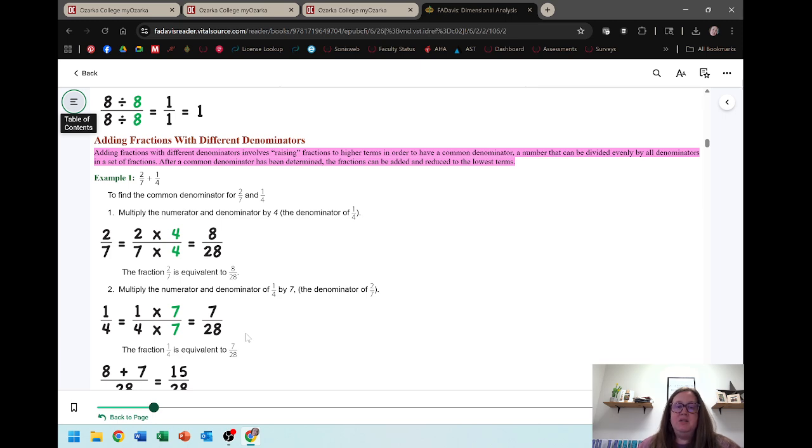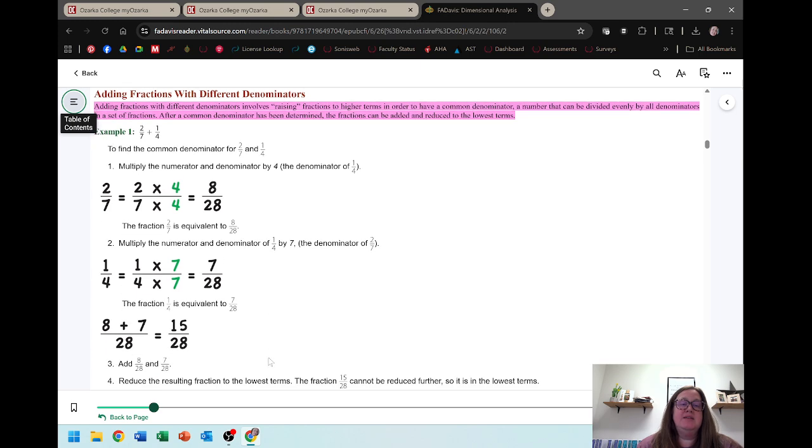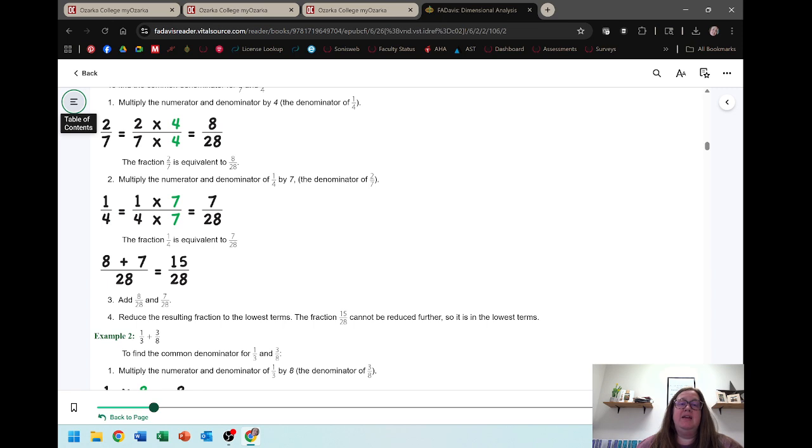So 2/7 by 4 on the top, 4 on the bottom is 8/28. And then I'm going to change 1/4, multiply that by 7, and we get 7/28. So the fraction 1/4 is equal to 7/28. That gives us a common denominator of 28 on the bottom. The numerator, 8 plus 7, 15. So we have 15/28.